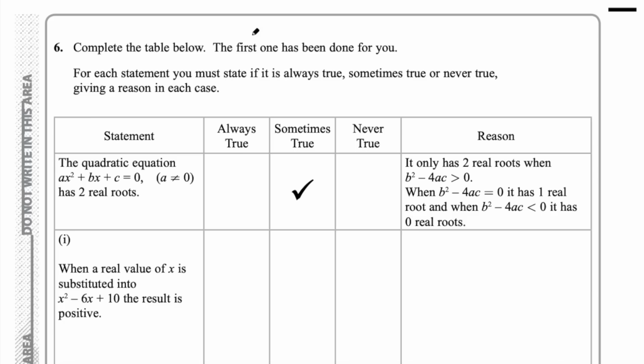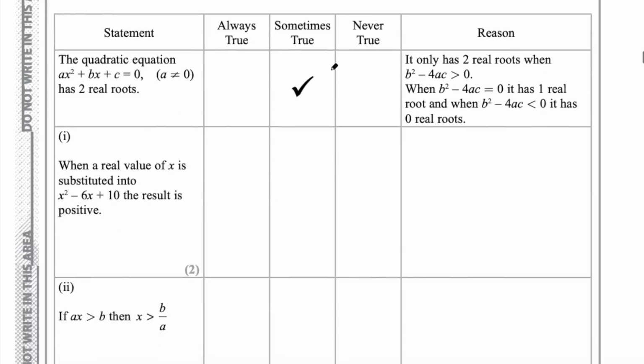Question 6 says, complete the table below. The first one has been done for you. For each statement, you must state if it is always true, sometimes true, or never true, giving a reason in each case. So the first statement says the quadratic equation ax squared plus bx plus c equals 0 has 2 real roots. So this is sometimes true, and the reason is it only has 2 real roots when the discriminant b squared minus 4ac is greater than 0. When b squared minus 4ac is equal to 0, there's 1 real root, and when it's less than 0, it has 0 real roots.